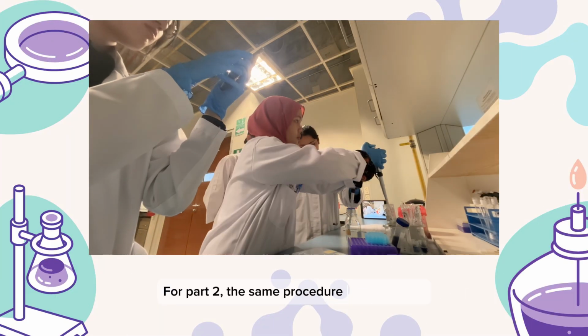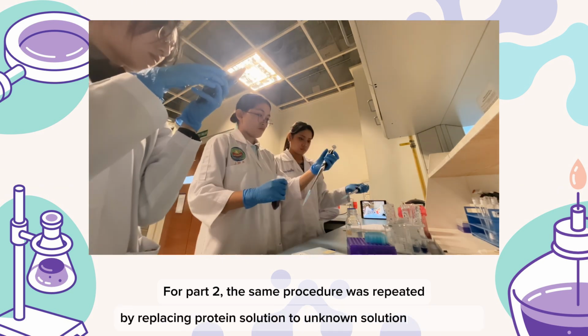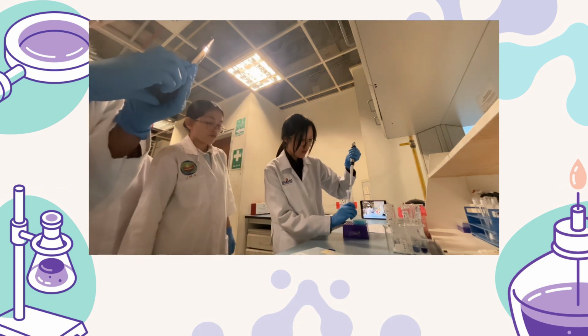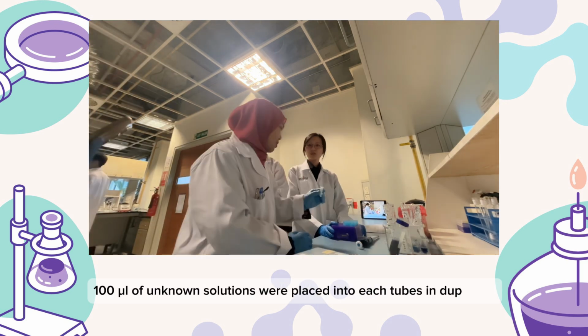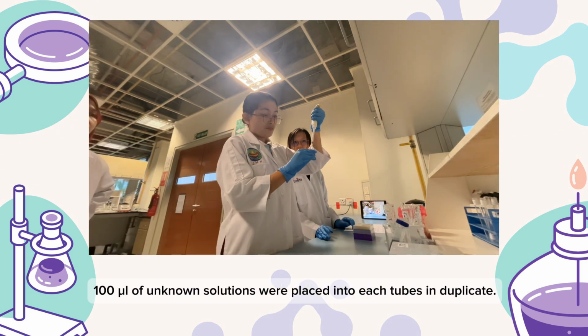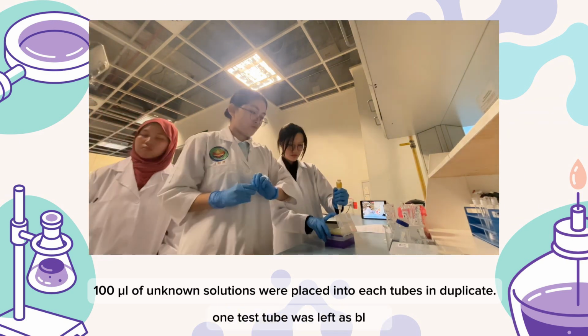For part 2, the same procedure was repeated by replacing the protein standard with unknown solutions A, B, and C. 100 microliter of unknown solutions were placed into each tube in duplicate. One test tube was left as blank.